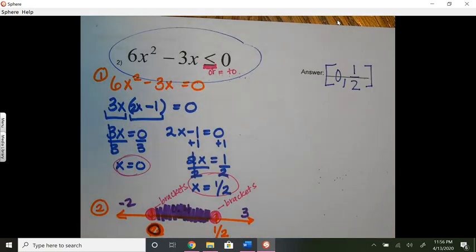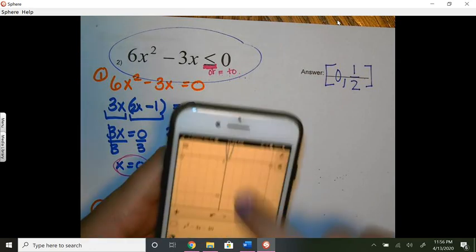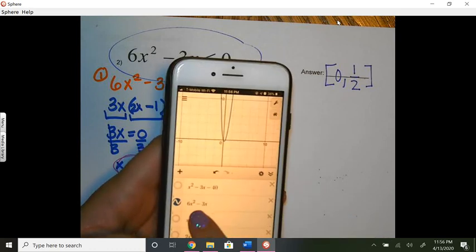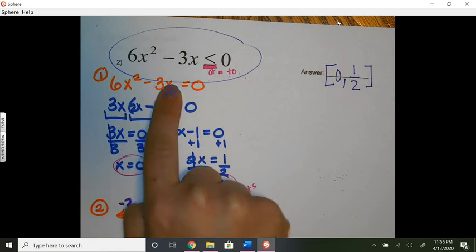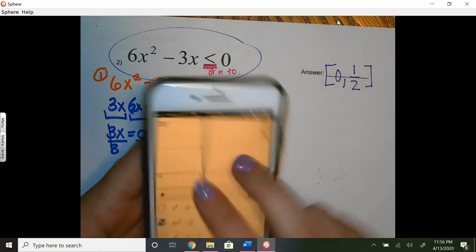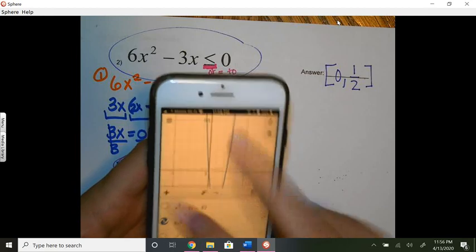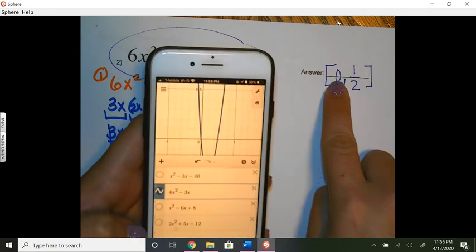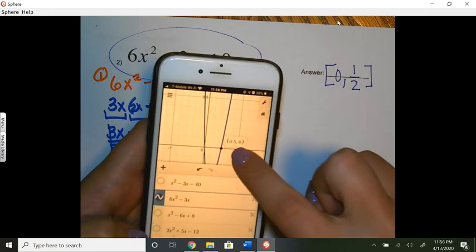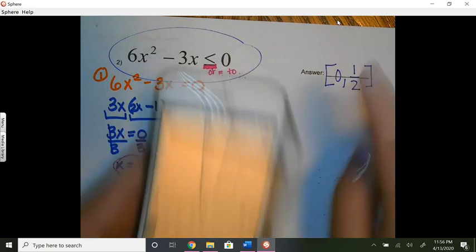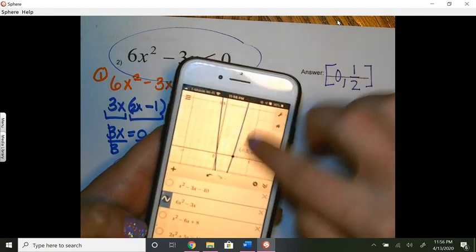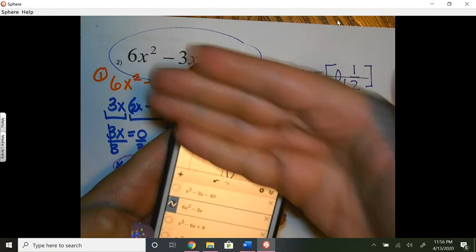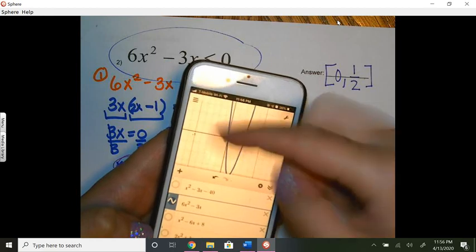So now if we were allowed a graphing calculator, here's the graph. I typed in 6x squared minus 3x. So I typed this in right here. And again, let me zoom in here. There's 0, so that's that number right here. And then right there, that's 0.5. And the graph is below 0. So below 0, in between here and here, the graph is below 0.